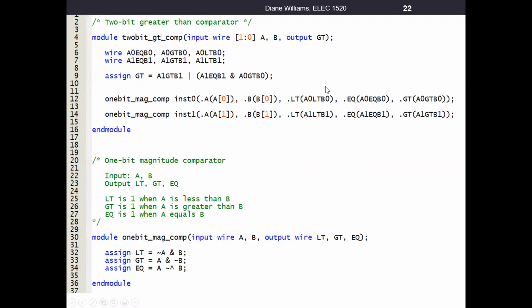Otherwise, they'll be zeros. Now we need a second instance of our magnitude comparator, because we had 2 block symbols in that schematic. Here's where I connect A1 and B1 and get out the results of when A1 is less than B1, equal to B1, or greater than B1. Now that we have these signals generated, we can write our equation. Here's our AND equation: A1 equals B1 and A0 greater than B0. We OR that with A1 greater than B1, and we assign that to this module's output GT.